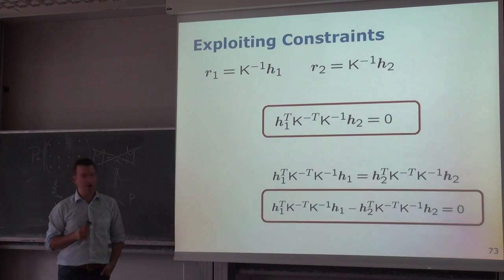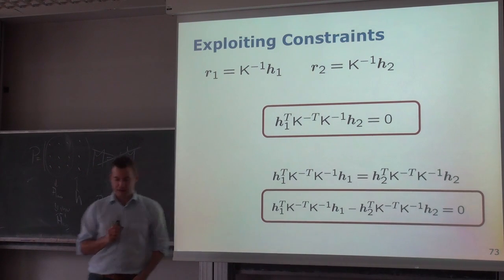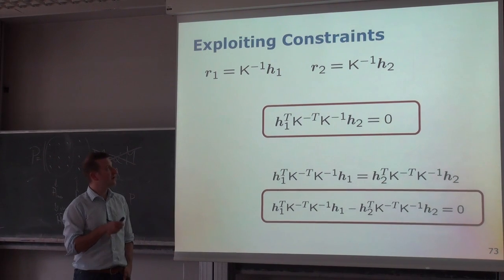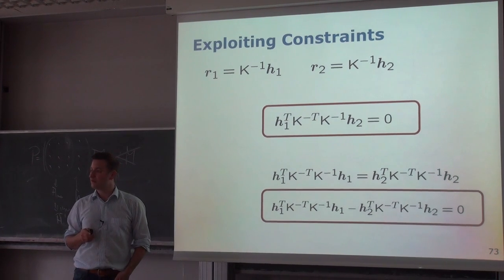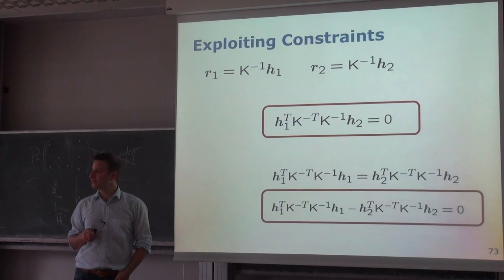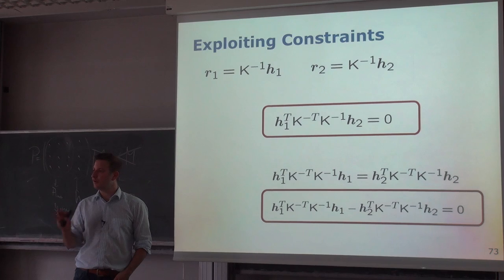Okay, so what I have now is two constraints. And what I now want to do is exploit those constraints on estimating my matrix K. Okay? So our goal is now, we have our homography already.